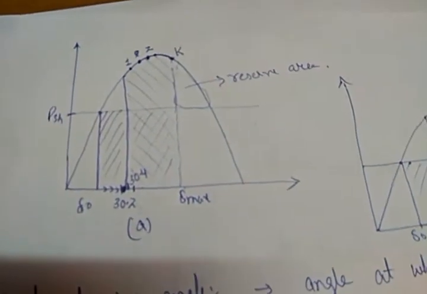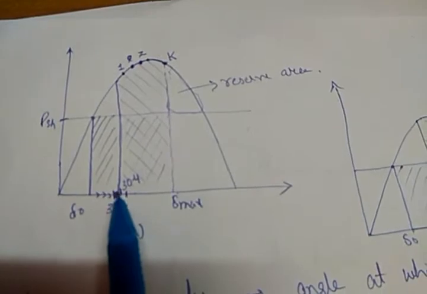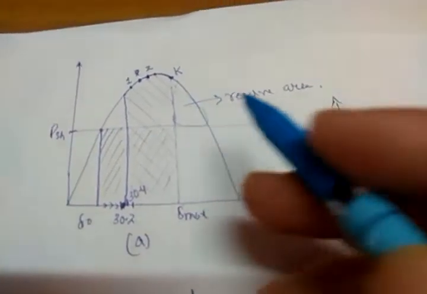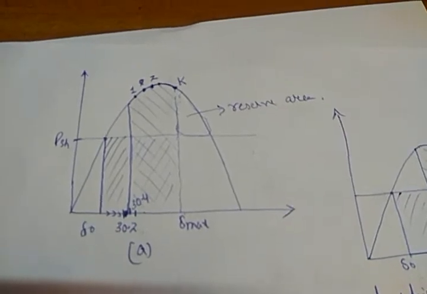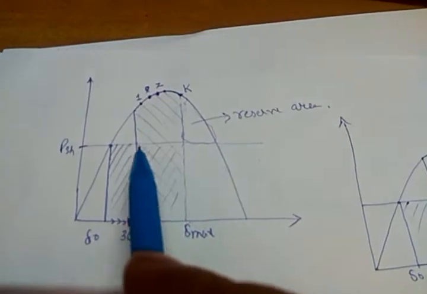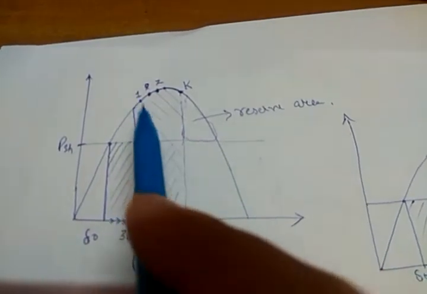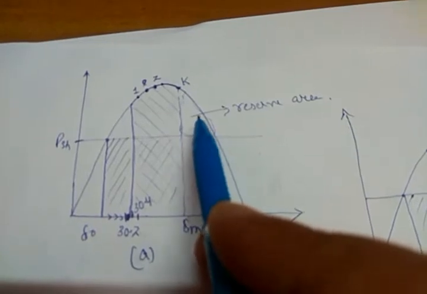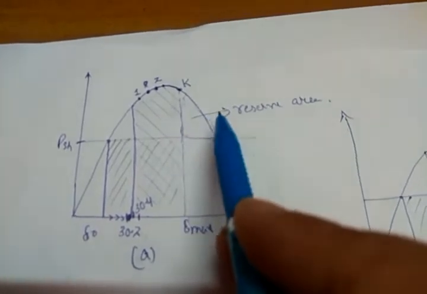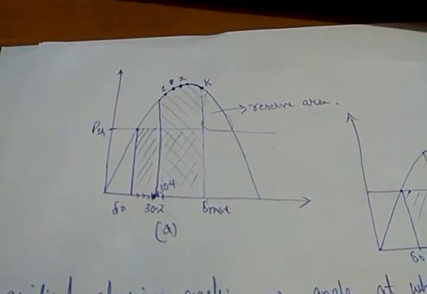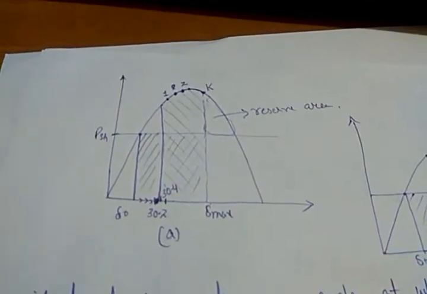Here I am clearing the fault after some time, means delta C, I am increasing delta C, the fault clearing time. So what will happen to this reserve area? This reserve area will decrease. What is this reserve area? It actually serves as a buffer. By buffer I mean it allows the rotor to release its energy. So as long as there is some reserve area, I will say that the system has the tendency to remain in synchronism and the system is stable.